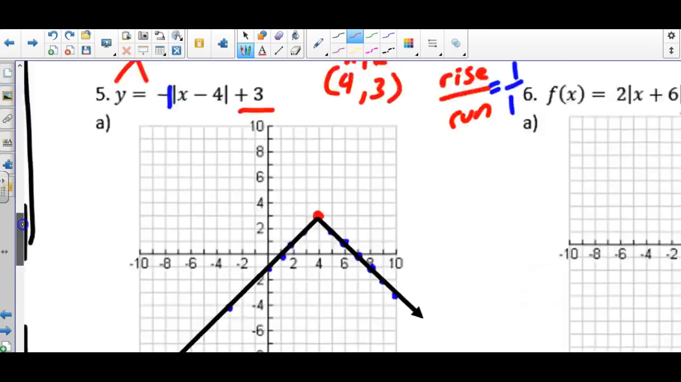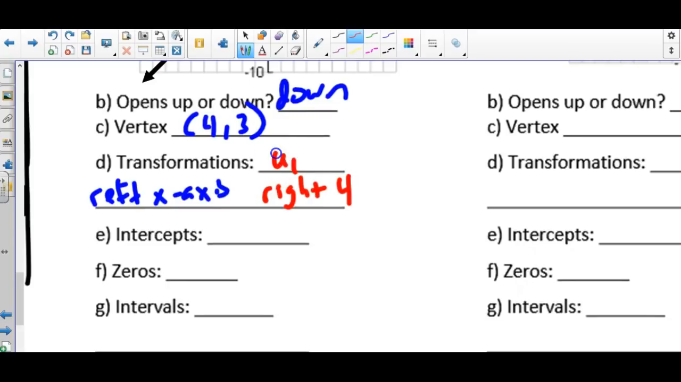All right, and then the plus 3 says up 3. All right, up 3. Okay, those are your transformations.